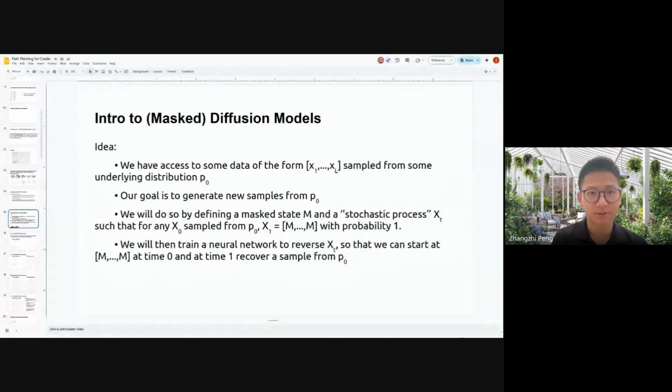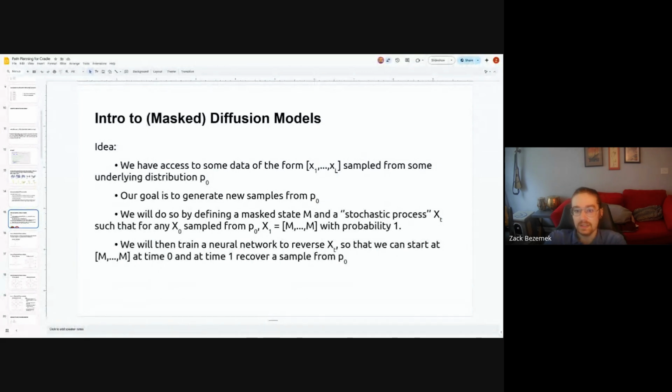Yep. Okay, great. Yeah, so to understand the P2 framework, we still need to understand what a masked diffusion model is. So I'll describe the problem setting briefly here. We suppose we have access to some data in the form of a sequence of some length L. I'm going to refer to each coordinate as a token. This could be pixels in an image.